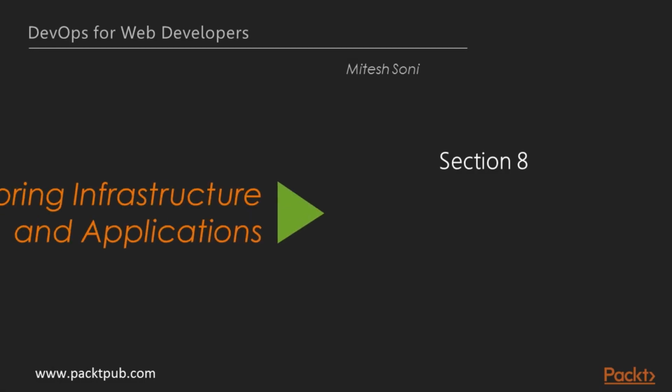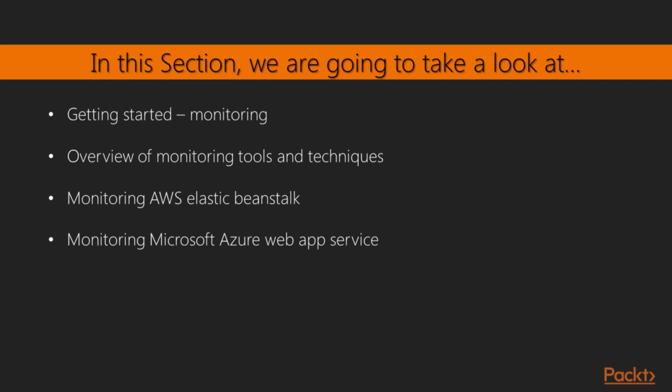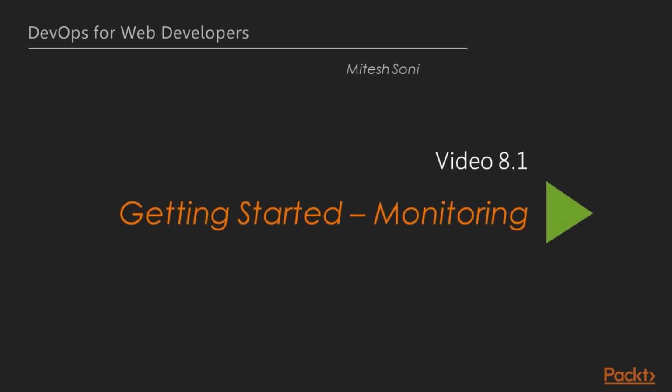Hi viewers, welcome to the first video of this section, monitoring infrastructure and applications. The main purpose of this section is to describe the need of continuous monitoring and its significance in the end-to-end automation process in the context of DevOps culture development. This section covers different aspects of monitoring, such as cloud resources, application server, and application monitoring to increase services and application availability. Now we move on to the first video of this section, getting started, monitoring.